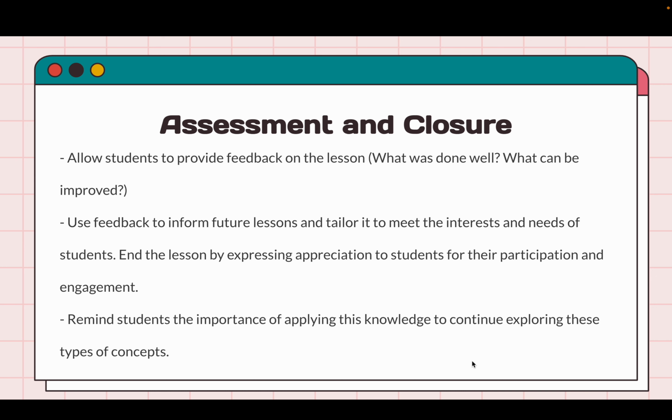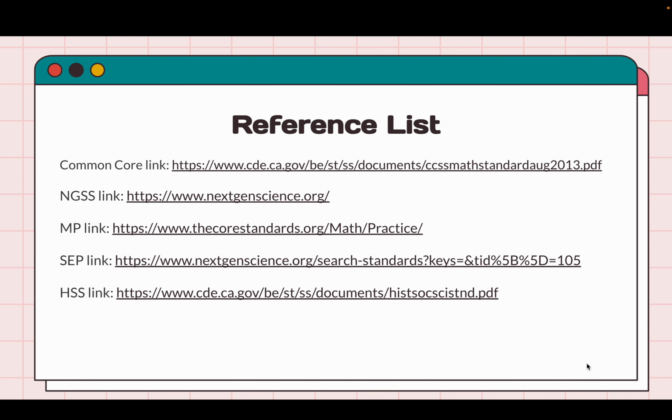We're going to allow students to provide feedback on the lesson, like what was done well or what can be improved, and we're going to use this feedback to inform future lessons and tailor them to meet the interests and needs of students, and end the lesson by expressing appreciation for students for their participation and engagement. Lastly, remind students of the importance of applying this knowledge to continue exploring these types of concepts.